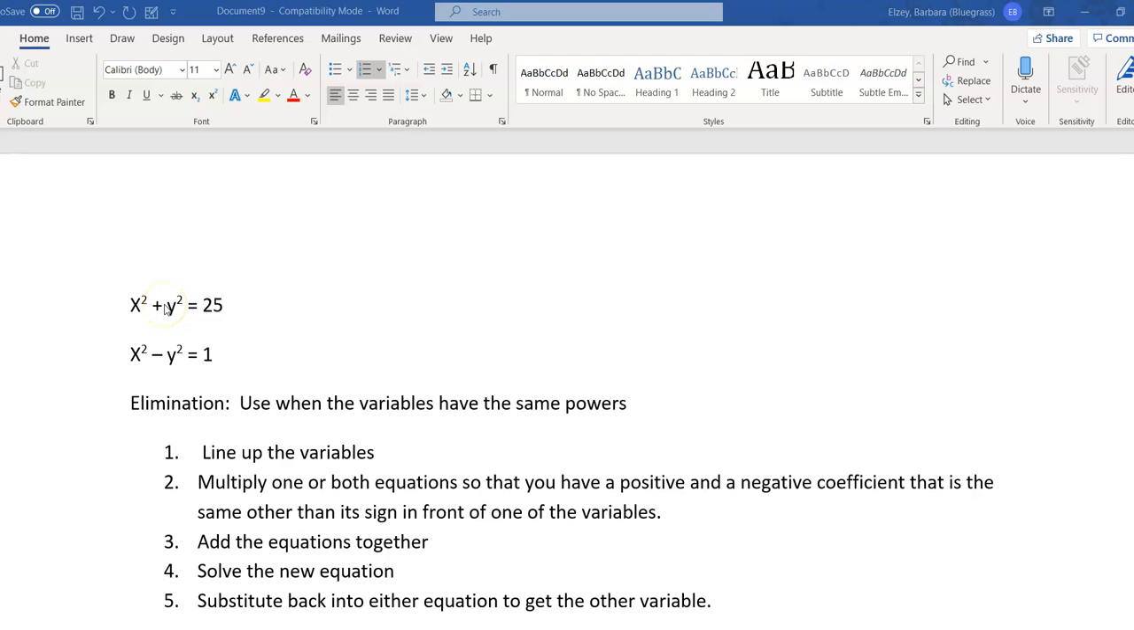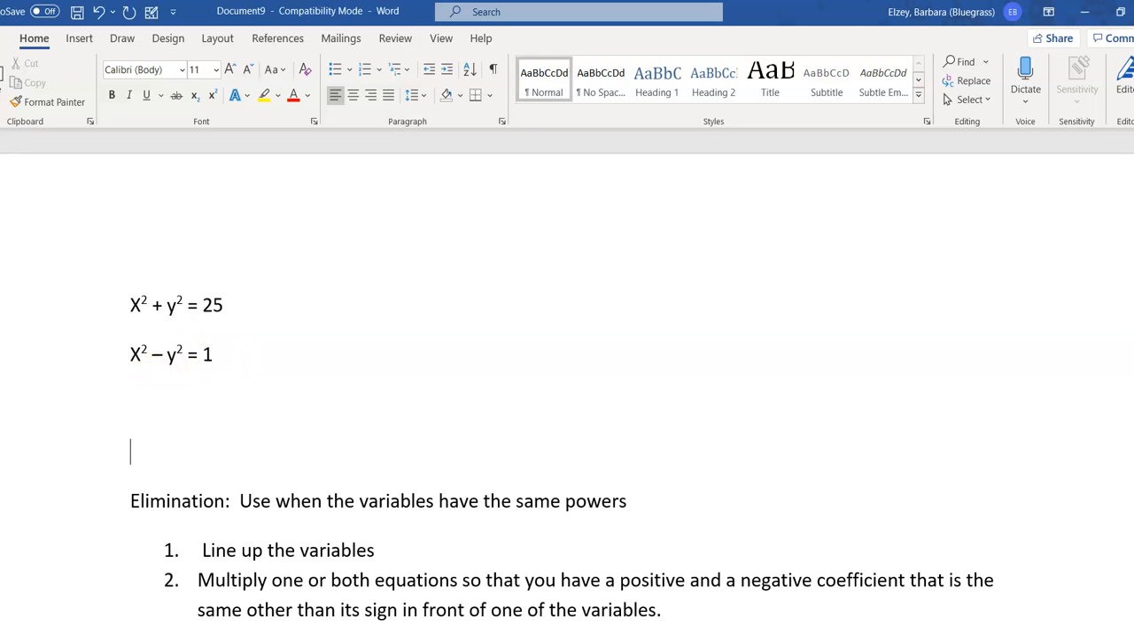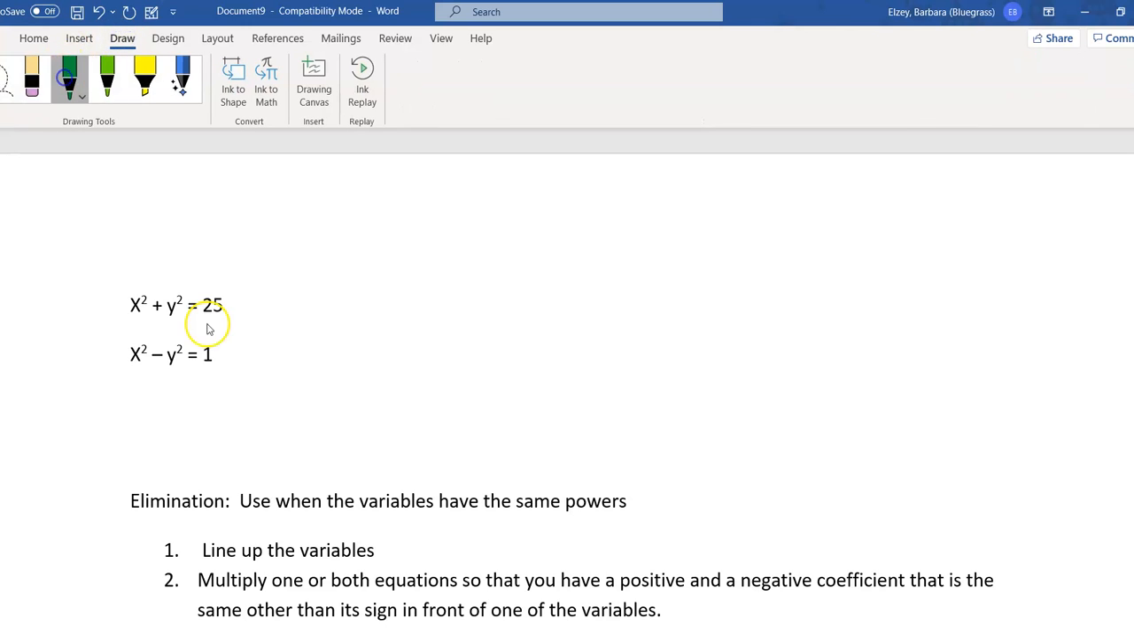We want the same number right here, one of them positive, one of them negative, so that when we add the equations together, this variable goes away. And in this case, it's already done. We already have the positive one here, a negative one here. When we add them together, the y squareds are going to cancel out. So let's go to step 3 and let's add the equations together. So I'm just going to jump in here, add a couple of spaces, and we will add these together. So if we add them together, we get 2x squared. The y squareds, however, cancel because we have a positive and a negative. And then add our 25 and our 1, and we get 26.